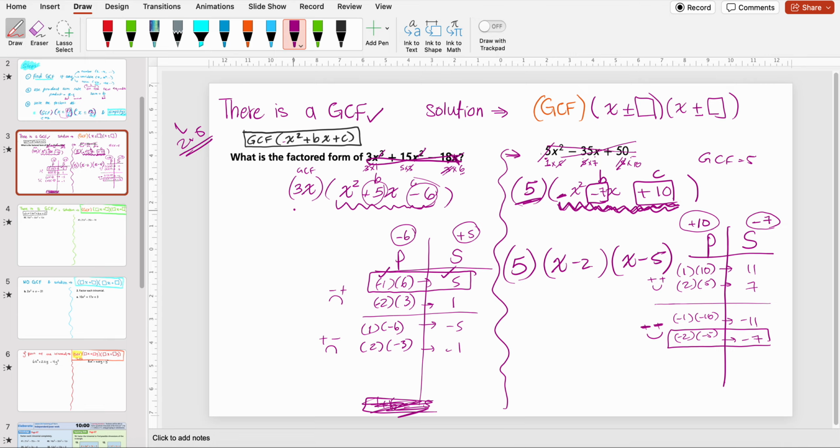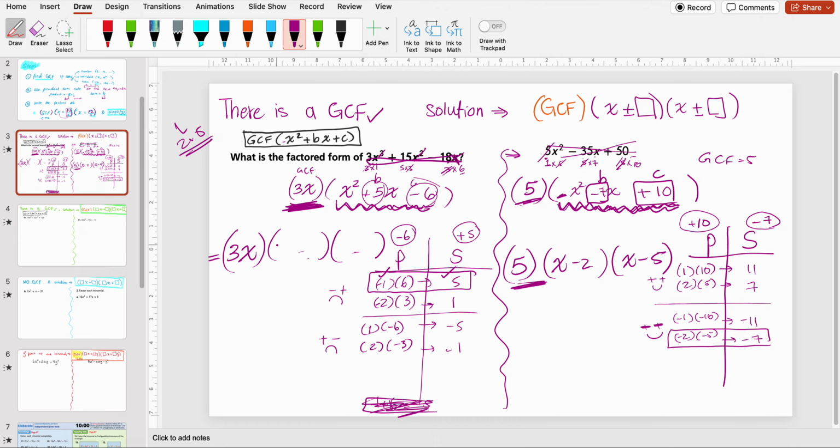So how do I write the answer? First of all, don't forget the GCF. Please don't forget it. It's a big deal. Look, here I did not forget it. So my solution will be, first of all, write down the GCF that you took away. Then I have 2 brackets. Why 2 brackets? Because I factored this trinomial into 2 factors.